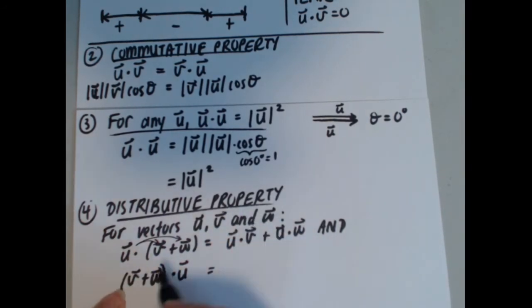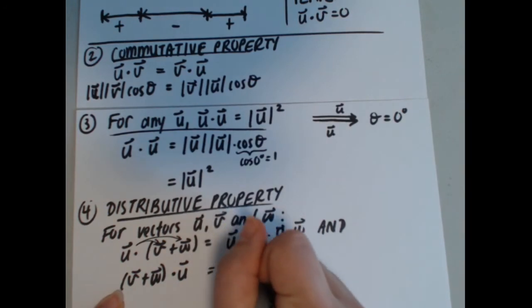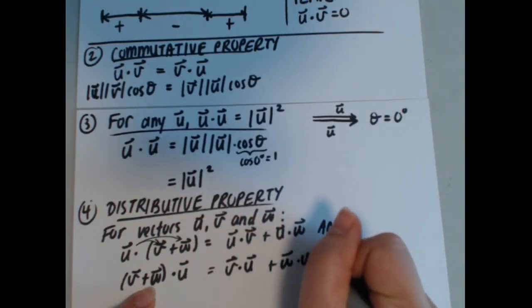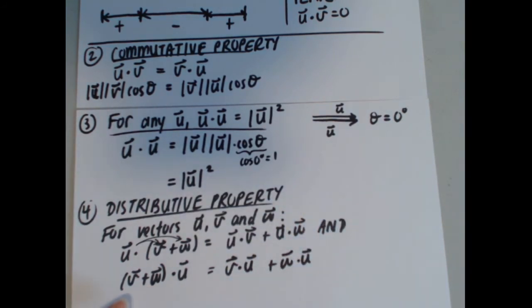If I do this, I'm going to get v dot u plus w dot u. Same idea. And these two are the same, right? So u dot w is w dot u, and of course the same is true for u and v also. Having those properties in mind, let's go ahead and try some examples.